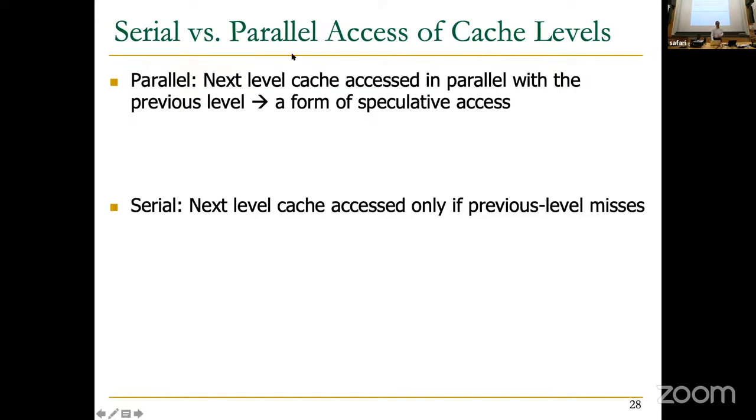Okay, another design decision is serial versus parallel access of cache levels. So parallel means that you access the next level in parallel with the previous level. So whenever you start the access of the previous level, you also start the access to the next level. This is a form of speculative access, right? It basically is useful if you miss in the previous level, of course. So this gives you faster access to data. If the previous level misses, hopefully the next level hits. But of course, you can generalize it to n levels hierarchically, right?